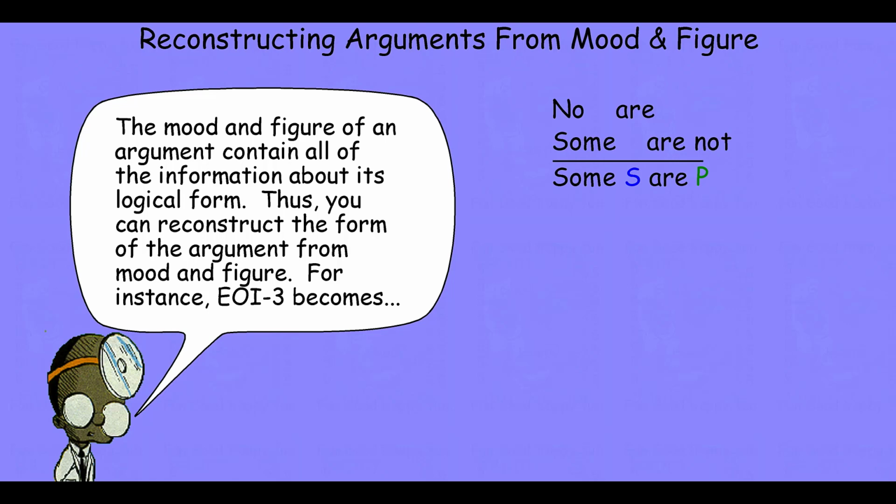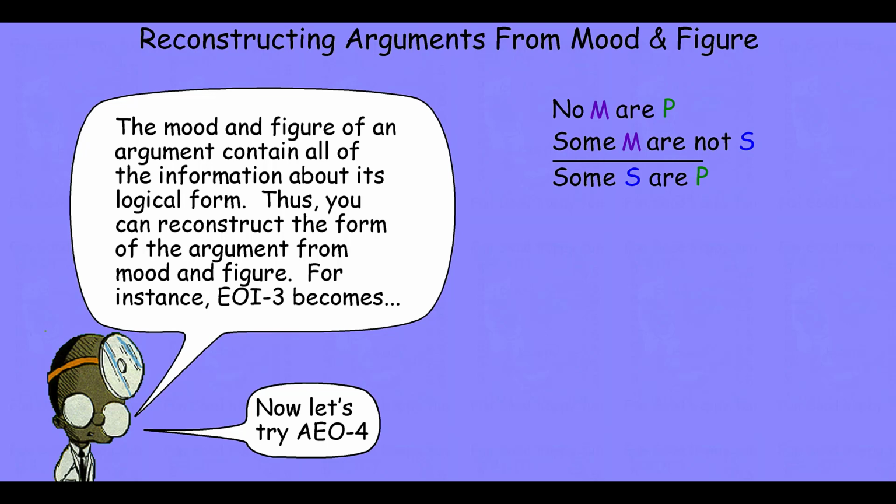Figure 3 has the middle or bridging term in the subject class of the major premise and the subject class of the minor premise, like so. Now that we know that, we know that the predicate of the conclusion, the major term, goes in the major premise, the first premise, and that the subject of the conclusion, the minor term, goes in the minor premise or the second premise. And that gives us our logical form from mood and figure. Let's try another example and see how we do. You might want to stop the video, try and do it yourself, and then start the video and see if what you did matches what I do.